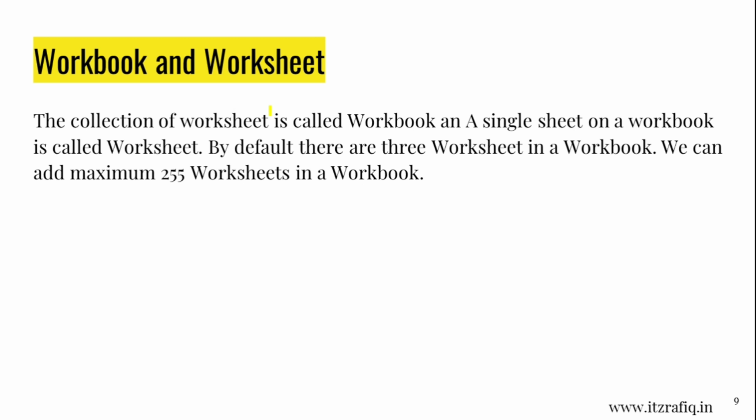Worksheet and workbook. By default, there are 3 worksheets in a workbook, and the collection of worksheets is called a workbook, and a single sheet in a workbook is called a worksheet. A workbook can contain a maximum of 255 worksheets.